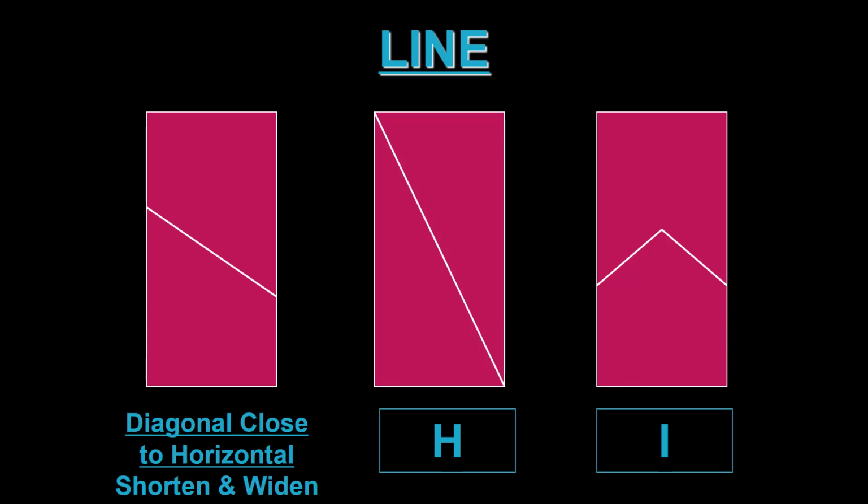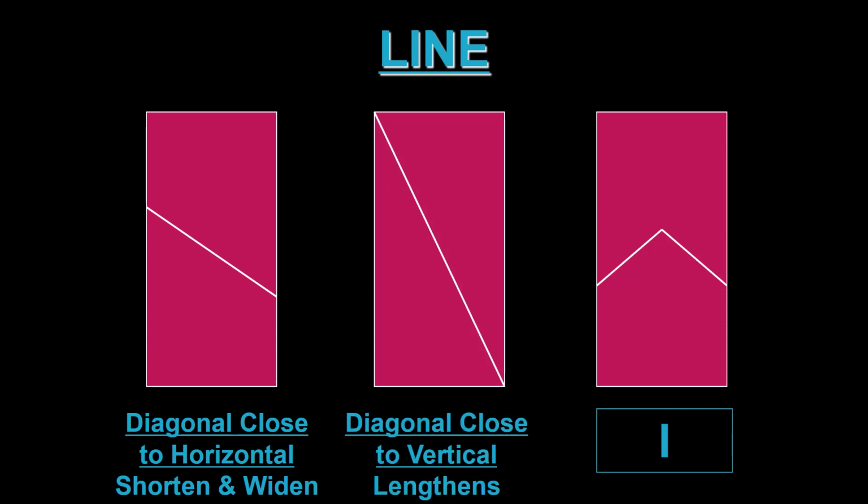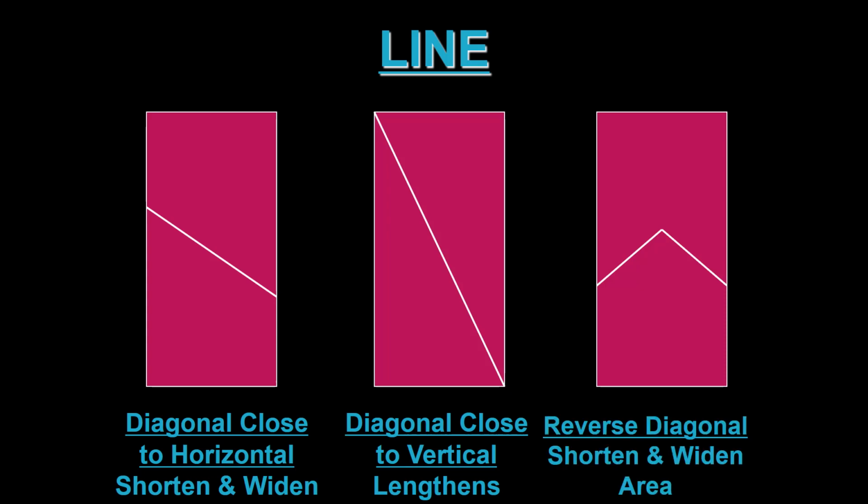Again, let's just break this rectangle down. With that diagonal close to the horizontal, it's going to shorten and widen a garment, or again, a space, versus a diagonal line that uses the entire length of that rectangle, really takes advantage of more of the space that starts to create more of a lengthening effect. Or playing with a reverse diagonal, so that's shortening and widening this area.